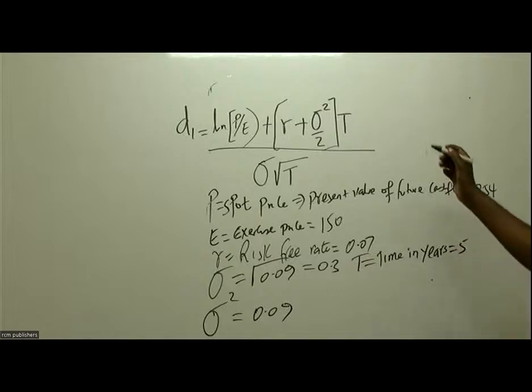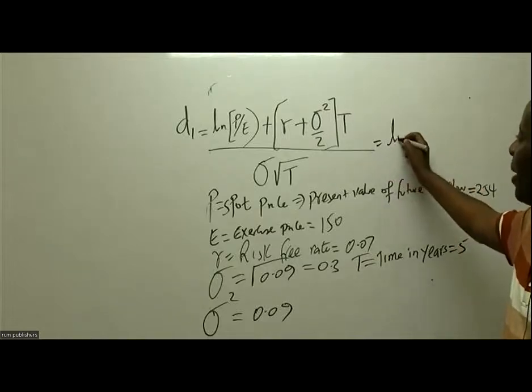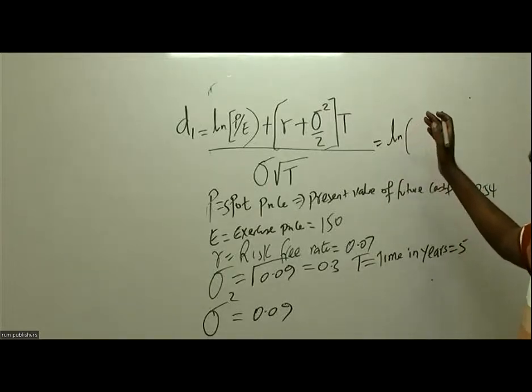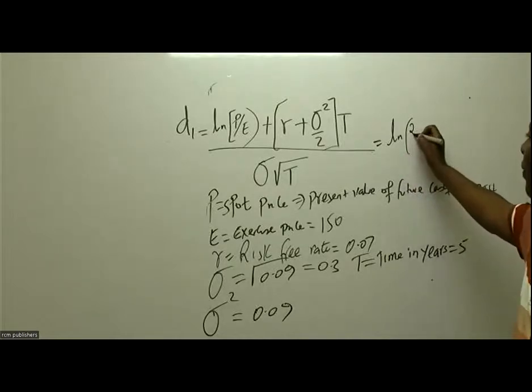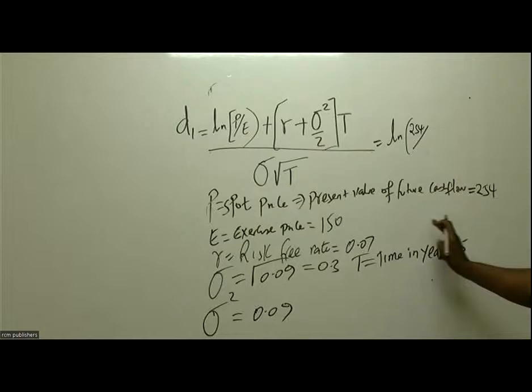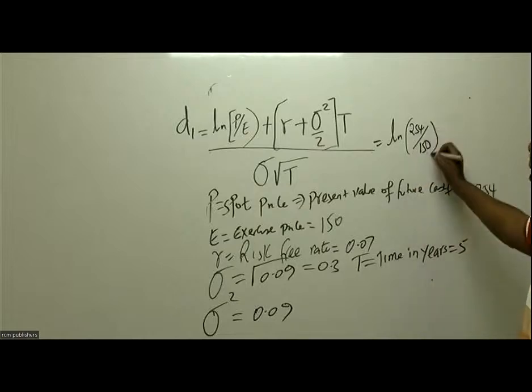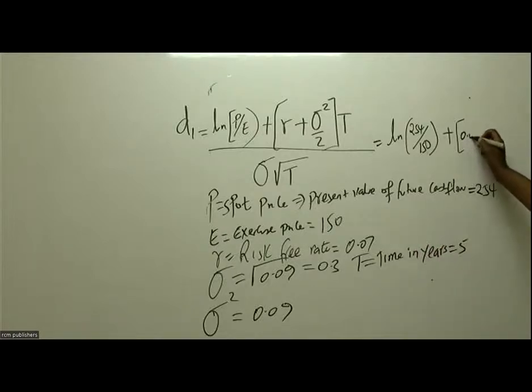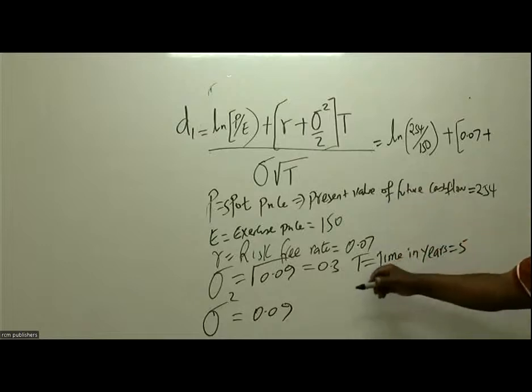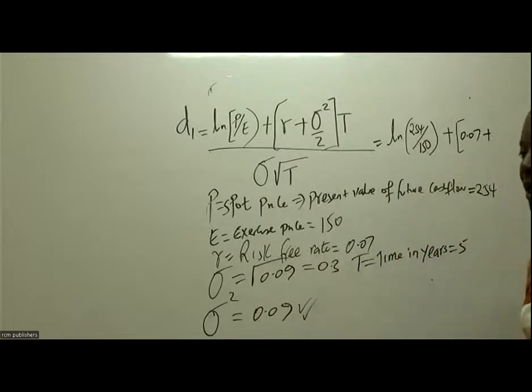So could you kindly come and do me a favor? Let us plug in. So this will be ln of P over E. The P, you have given me 254, over E, which is 150, in brackets. Here we have the risk-free rate of return, which is 0.07, plus the variance, which is 0.09. You divide this by 2.